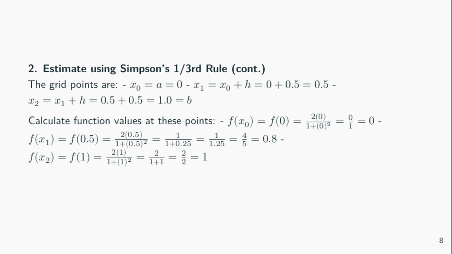Now let's calculate the function value f(x) at each of these points. f of x0 is f of 0, which is 2 times 0 over 1 plus 0 squared, that's 0 over 1, which is just 0. f of x1 is f of 0.5, which is 2 times 0.5 divided by 1 plus 0.5 squared. That's 1 divided by 1 plus 0.25, so it's 1 over 1.25, which is equal to 0.8. f of x2 is f of 1, which is 2 times 1 divided by 1 plus 1 squared. That's 2 divided by 1 plus 1, which is 2 over 2, or 1.